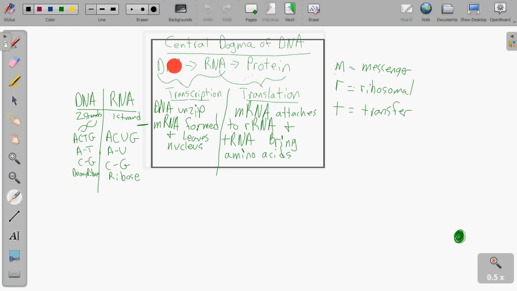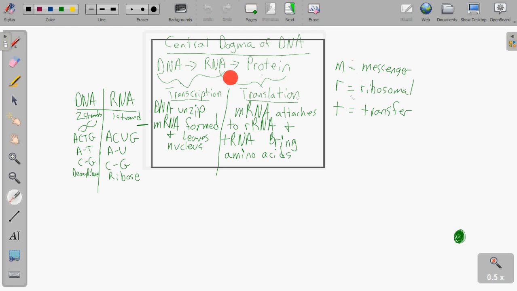So messenger RNA leaves the nucleus and goes out to the ribosome, and that process is transcription. When you go from DNA to mRNA, that's transcription. The rRNA, the R stands for ribosomal. This is where proteins are made. So the mRNA goes to the rRNA.